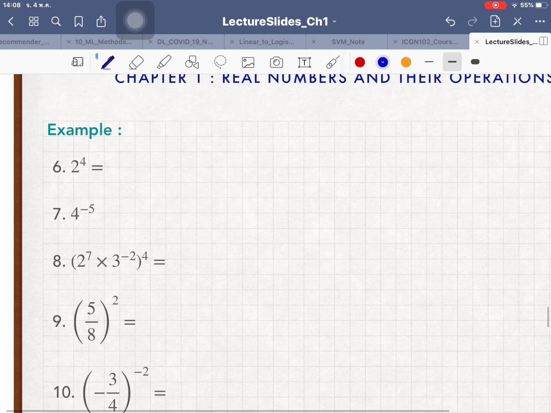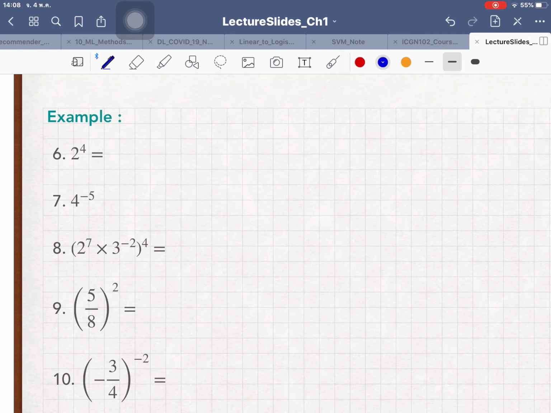All right, so let's move to the next slide. Let's try to evaluate. For this wording, you can see the word evaluate. To evaluate means that you need to find the value. So let's do the first problem, problem number 6.